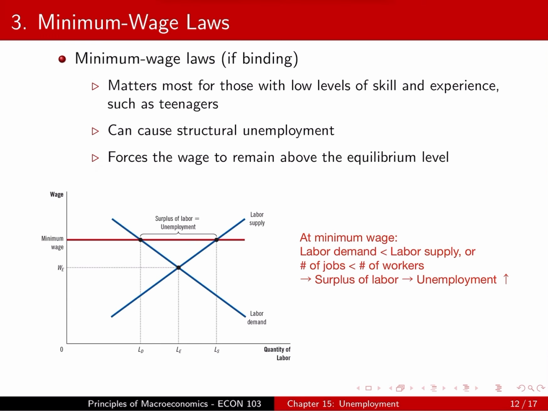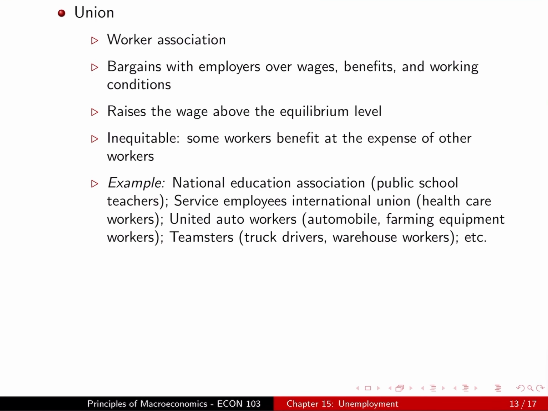Now, take a look at the graph. Imagine the government sets a minimum wage, which is above the equilibrium wage. At this higher wage level, the labor demand, which represents the number of jobs available, is less than the labor supply, which represents the number of workers. This mismatch creates a surplus of labor, meaning there are more workers than there are jobs. As a result, unemployment rises. When wages are kept above the equilibrium level, it can lead to unemployment.